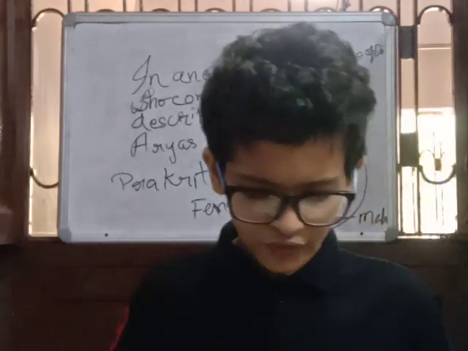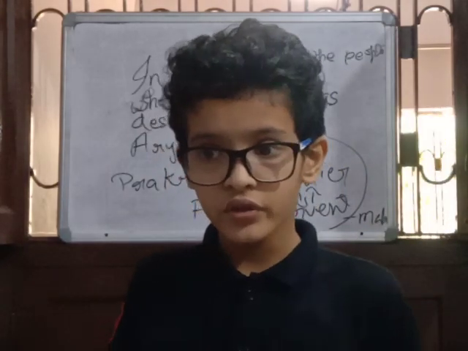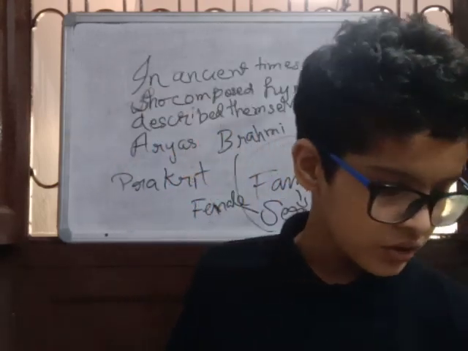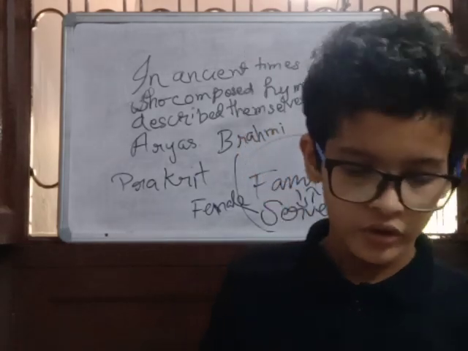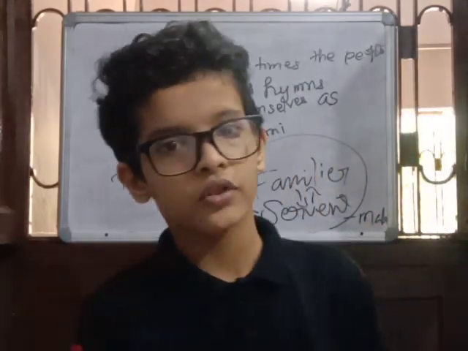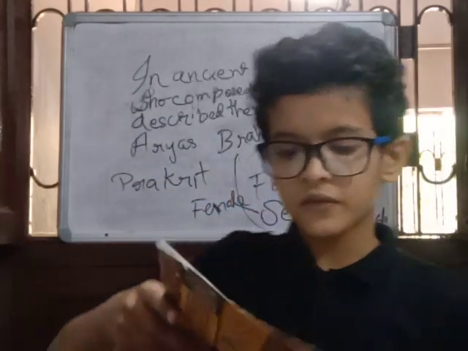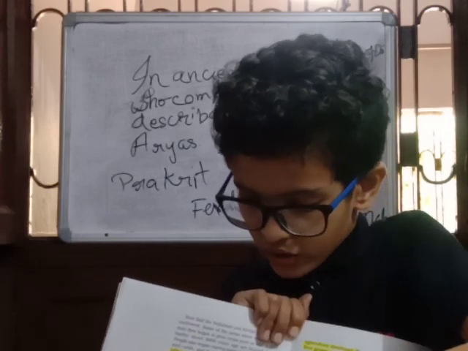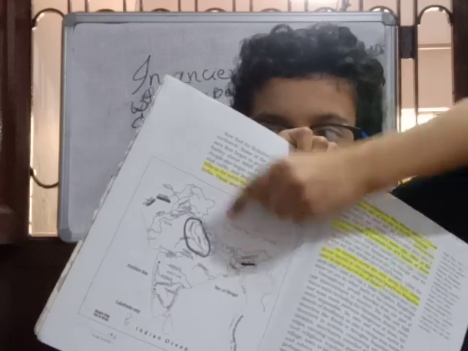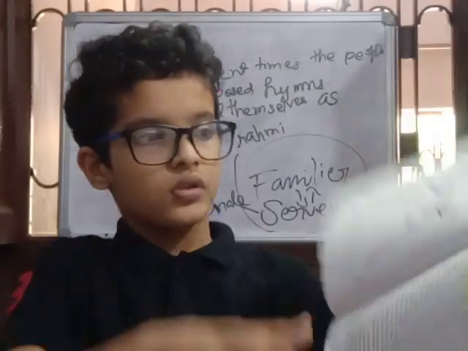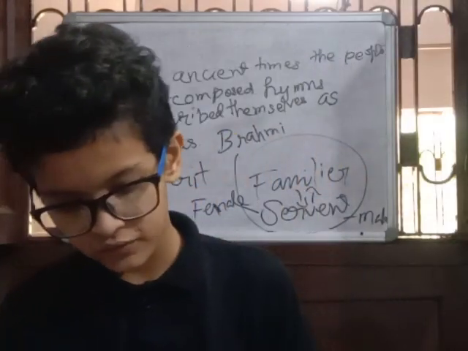While the Rig Veda was being composed in the northwest of the subcontinent, around the Sulaiman and Kirthar Hills, I'm going to show you where the northwest of India is. You can go to page number 2 and find it on map 1. This is north, south, east and west. This area is the northwest, so about here the Rig Veda was being composed.